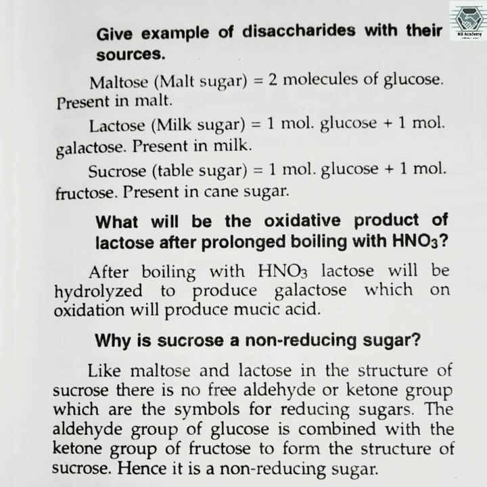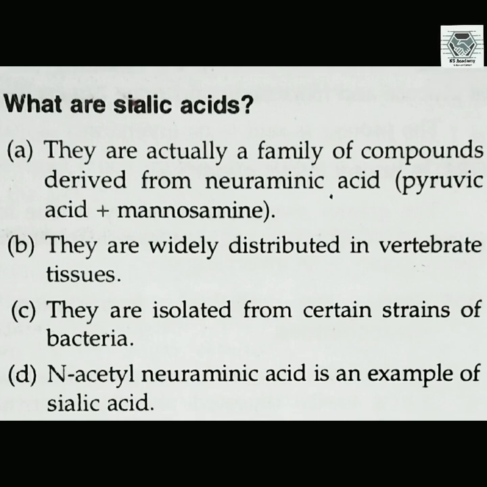Why is sucrose a non-reducing sugar? The aldehyde group of glucose is combined with the ketone group of fructose to form the structure of sucrose. Hence, it is a non-reducing sugar. What are sialic acids? They are actually a family of compounds derived from neuraminic acid. They are widely distributed in vertebrate tissues. They are isolated from certain strains of bacteria. N-acetyl neuraminic acid is an example of sialic acid.